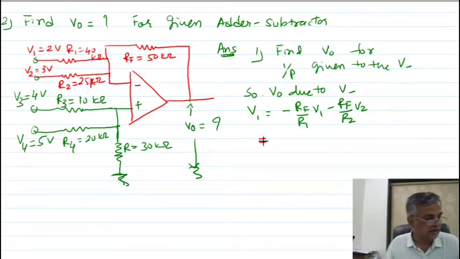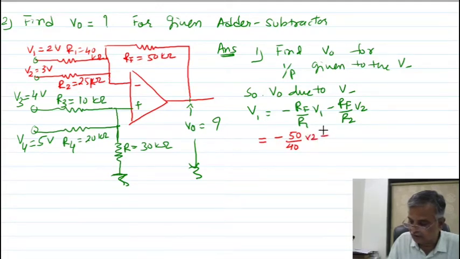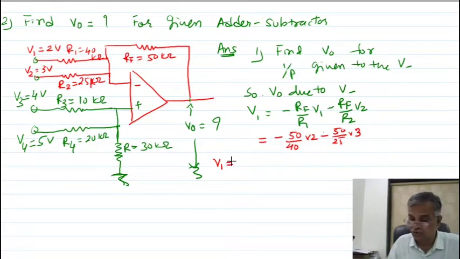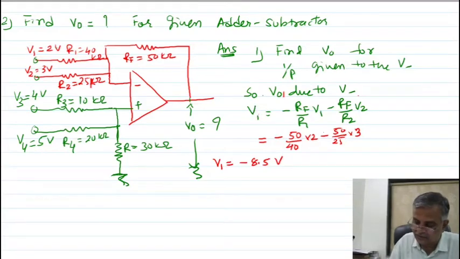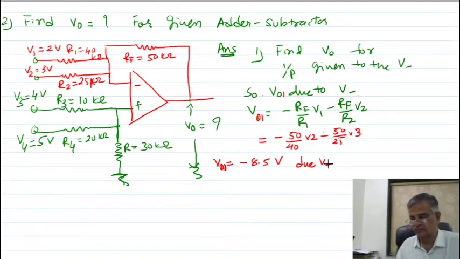If I put the values here, RF by R1 means 50 upon 40 into 2 plus minus 50 upon 25 into 3 volt. So due to the voltage given at the negative terminal, if you calculate, you will get minus 8.5 volt. I should write VO due to V minus as VO1, so you will not get confused. So VO1 is minus 8.5 due to V minus.